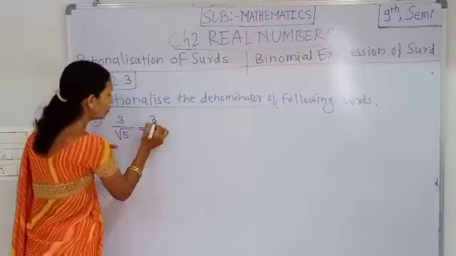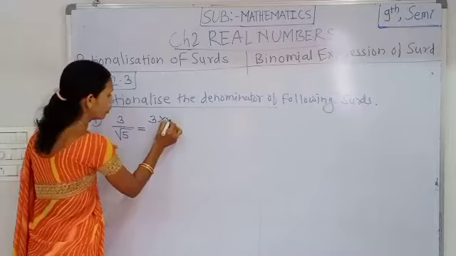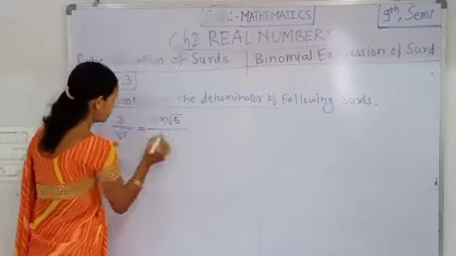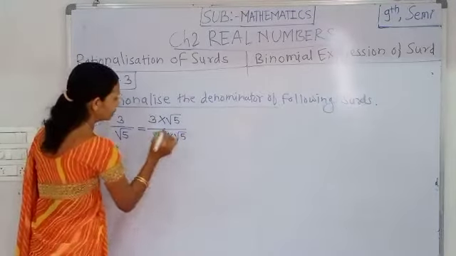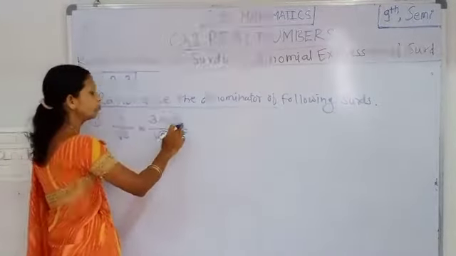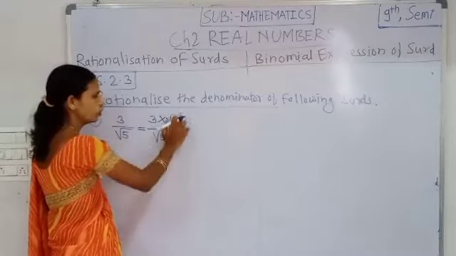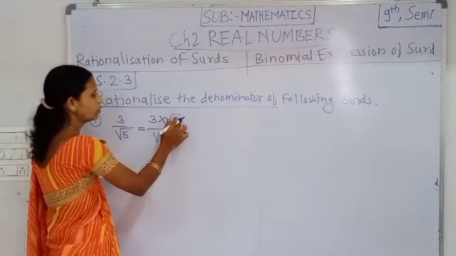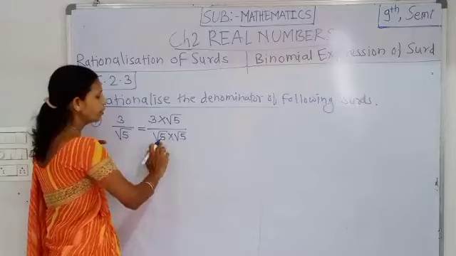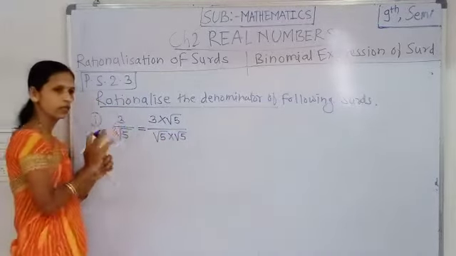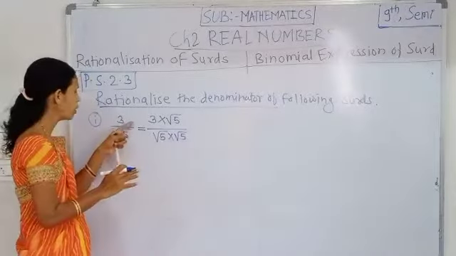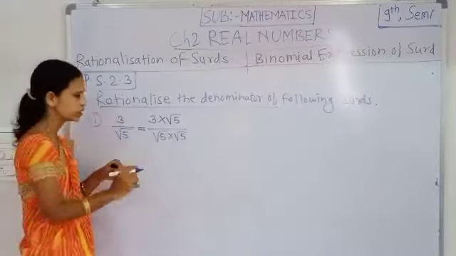Therefore, we have to multiply the numerator by root 5 as well as the denominator by root 5. See here, 3 into root 5 upon root 5 into root 5. Here we multiplied the numerator by root 5 and the denominator is also multiplied by root 5. Therefore, the value of this ratio does not change. The value of that surd does not change.